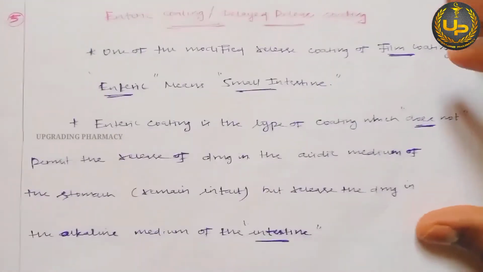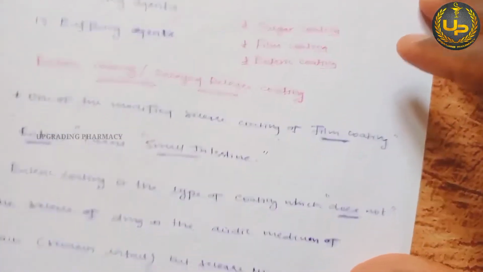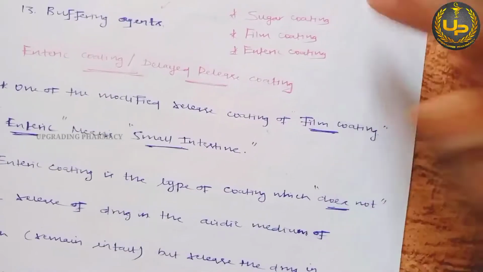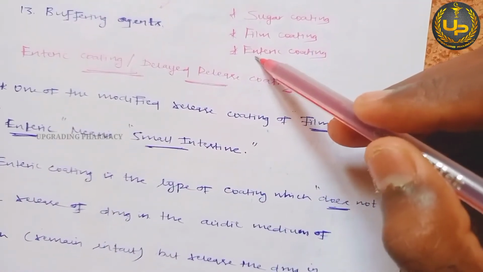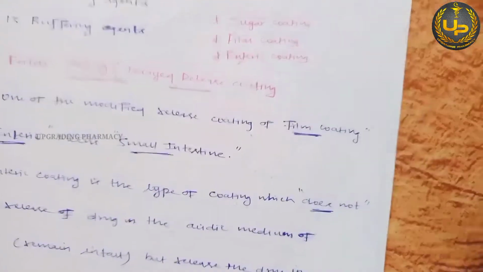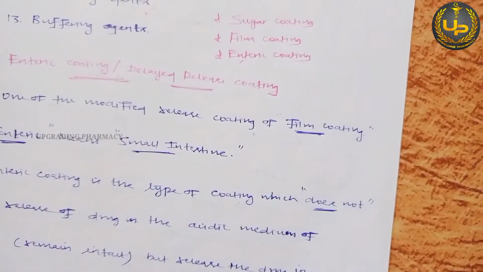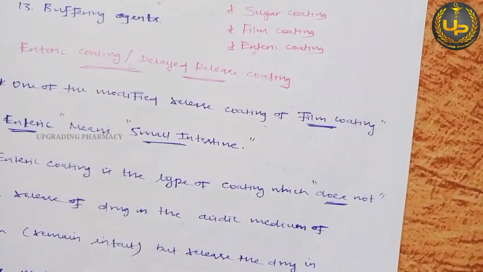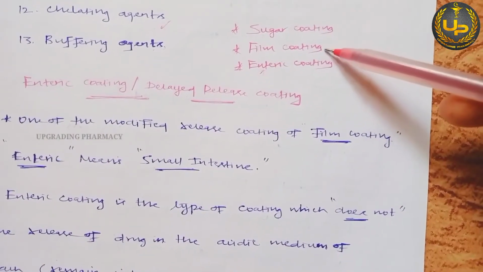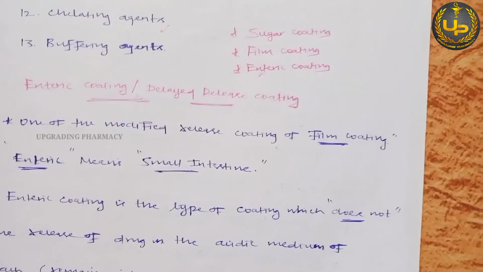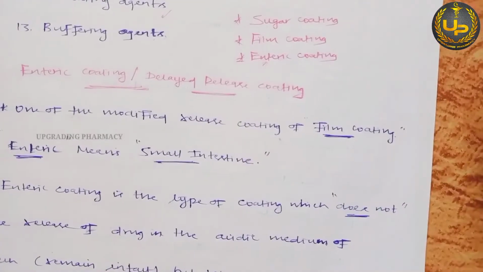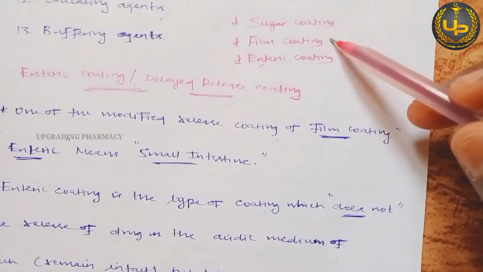There are three types of coatings available: sugar coating, film coating and enteric coating. Today we are going to discuss the third one, enteric coating. Sugar coating is used to mask the bitter taste of a drug or to give a sweet taste to particular tablets. Film coating is done to increase the stability of the tablets in atmospheric conditions.